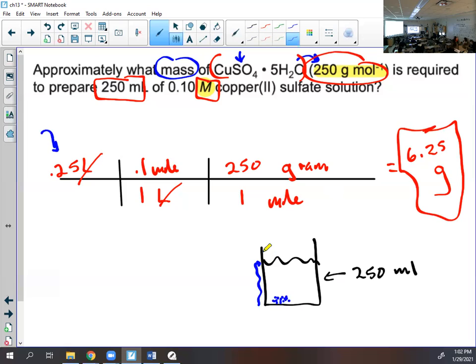Or the fancy way you'll read it on the AP test is it will say 6.25 grams of copper hydrate, and they would just tell you the formula, was added to enough water to make 250 milliliters of solution. That's how they write it. And all that is just adding all the mass of it to get 250, right? Right.